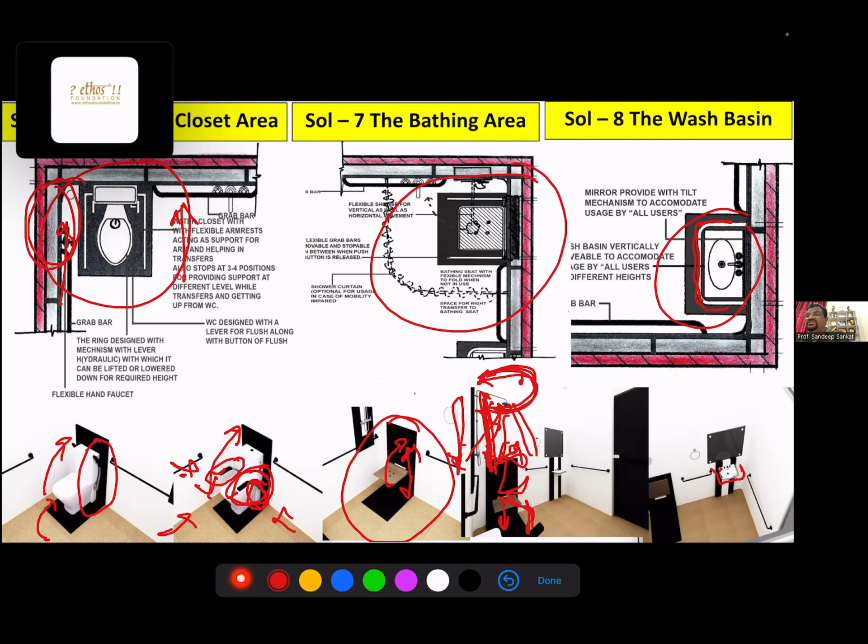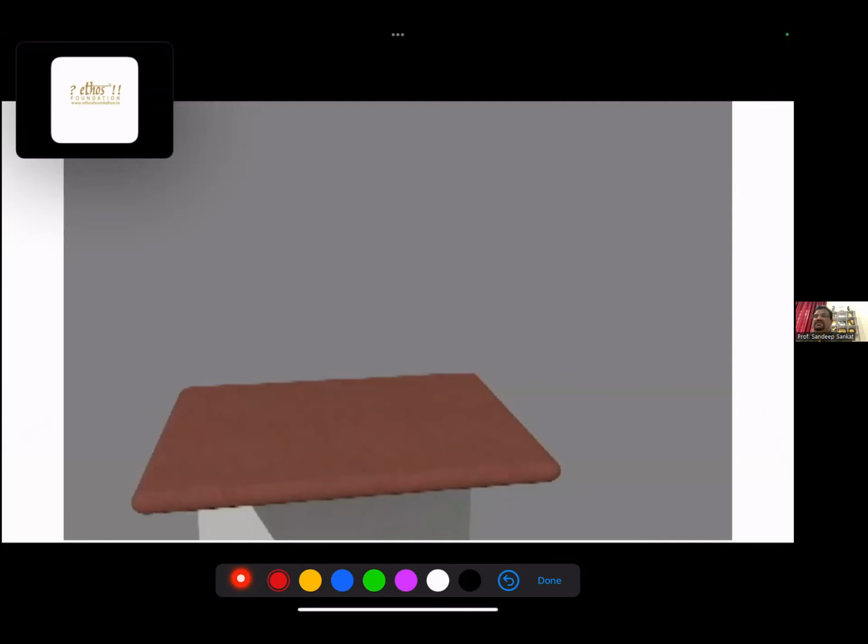So for the wash basin also, it is the vertical movement. For children, it comes down, and at whatever height you require, it can be placed as per the desired height. So this is the whole design of the toilet. I'll try to show you the video of it.